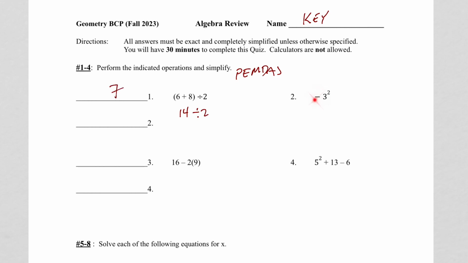This negative is not in the base. So when you do the exponent, you do 3 squared is 9. Then you tack on the negative, and you get negative 9. It's a common mistake to put positive 9, but that would only be the case if you had parentheses like that.